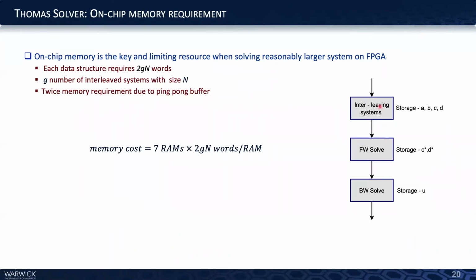The figure shows the kernels to implement this Thomas solver. We assume systems come sequentially one after another through the pipes. Hence, it requires an additional kernel named interleaving system, which requires storage for data structures A, B, C, D. Forward solve requires storage for C star and D star, and backward solve requires storage for U. Each data structure will require 2 times G times N words, in total 14 GN words, if all kernels use the same group size G. The twice memory requirement is due to the ping pong buffer setup.